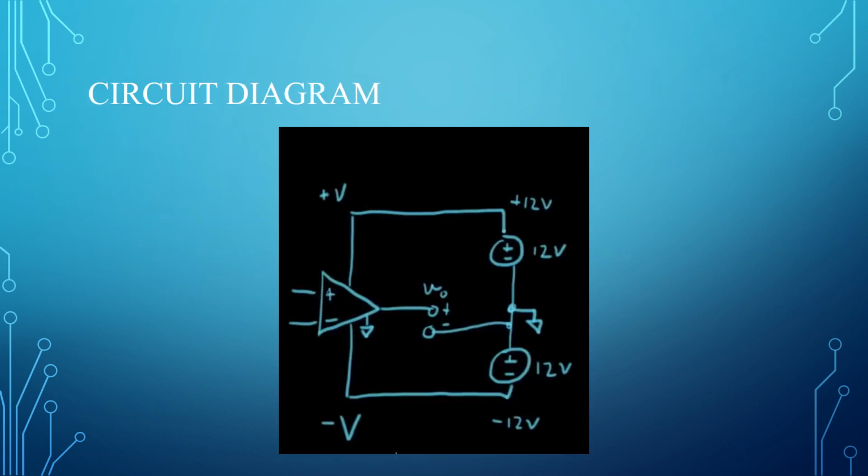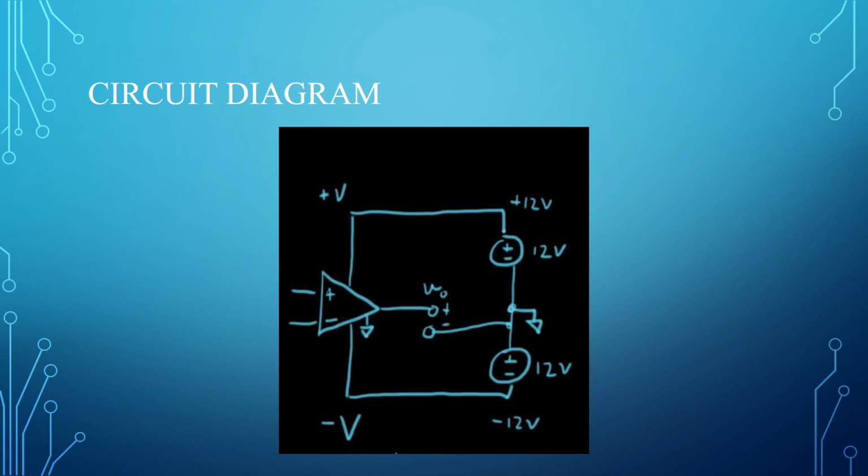The complete circuit diagram of an operational amplifier is shown in this figure. As you can see, there are two power sources, each having a power of 12 volts attached to the operational amplifier. A ground terminal is attached between these two power sources so that the power source above it is positive while the power source below it is negative.